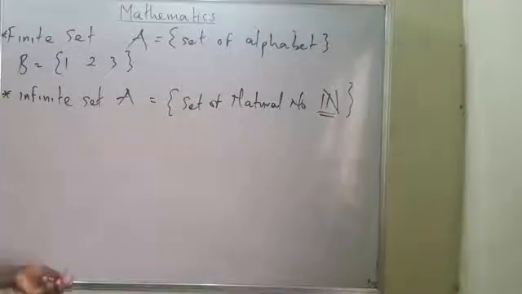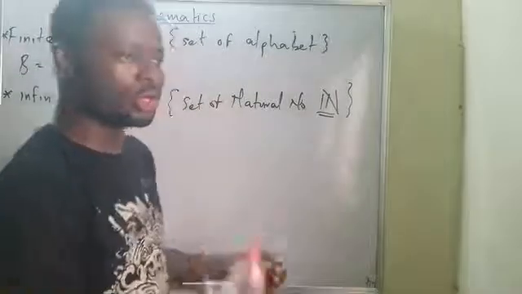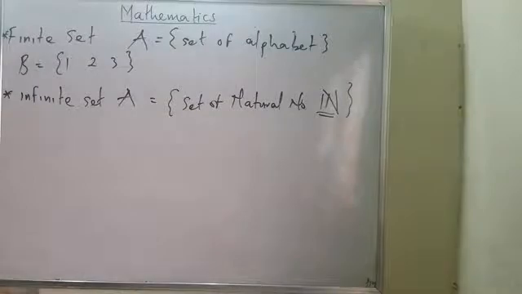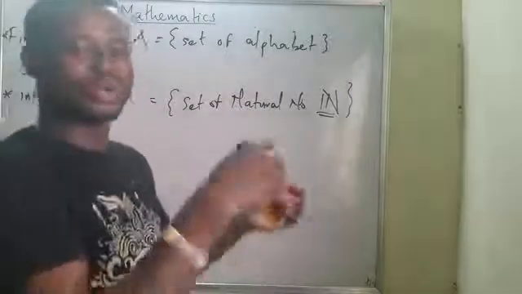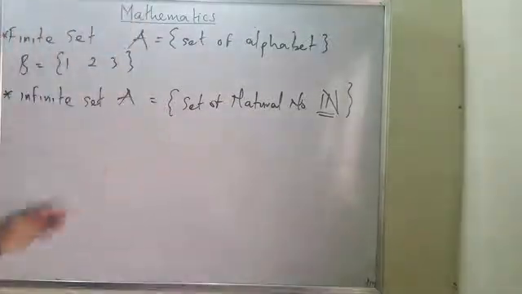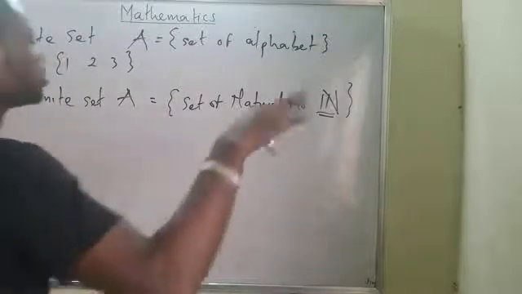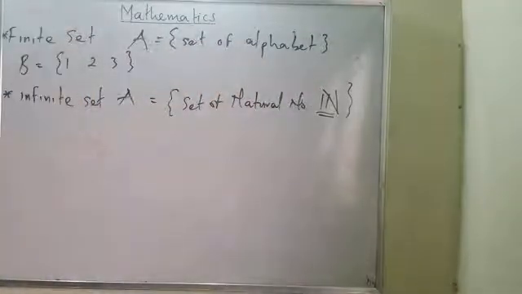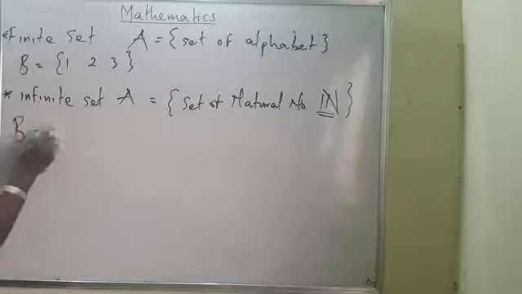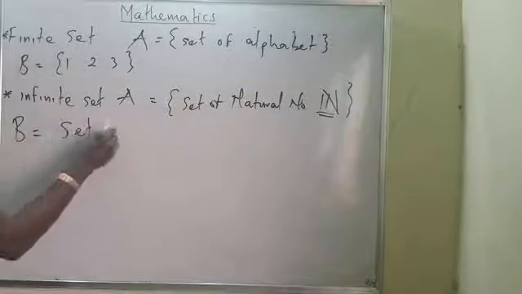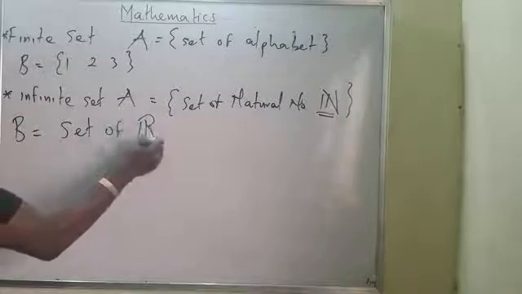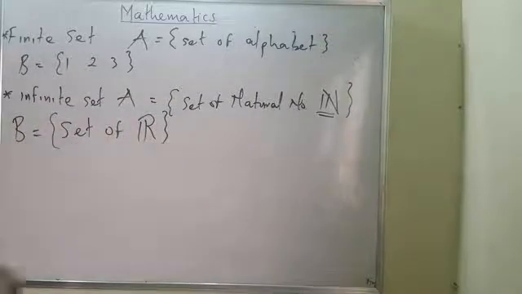We have real numbers, the set of real numbers also. That one has no beginning and no end. Natural numbers start from what? Commonly used numbers, which are 1, 2, 0, 3, and so on and so forth. Another one that you need to understand is, let me put B, set of real numbers. This is how we write real numbers in mathematics. All these things are called infinite sets.